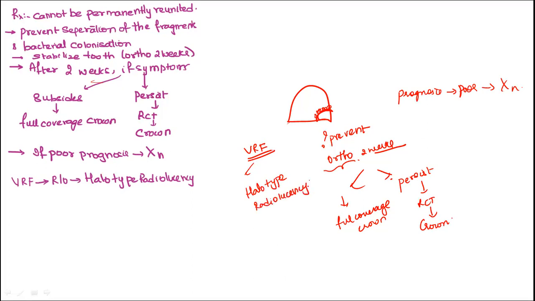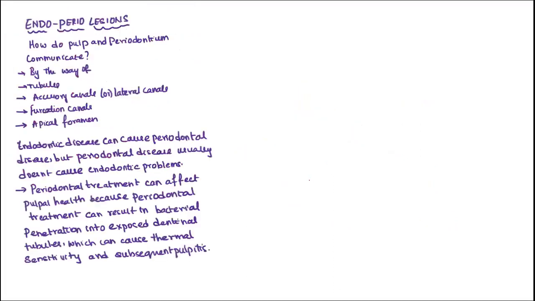Okay, so how do you treat? First, make sure that you can stop the bacterial accumulation. And how do you do that? You do ortho treatment by giving ortho bands for 2 weeks, and later if it subsides, then you give a full coverage crown. But if it still persists, then you go for RCT followed by a crown.